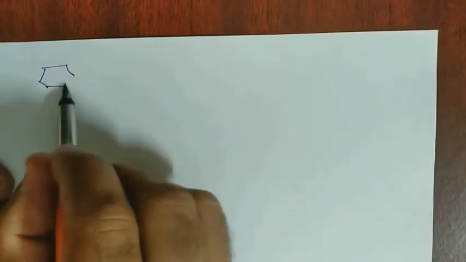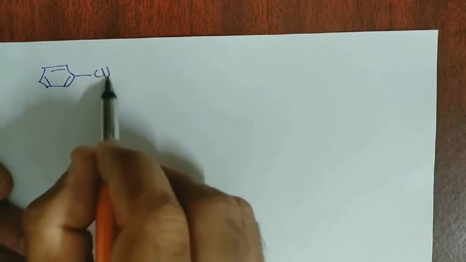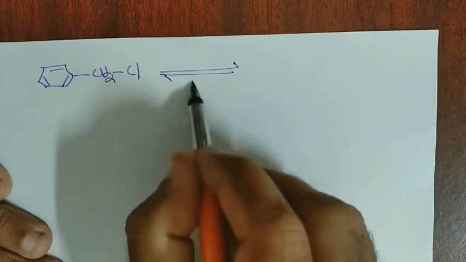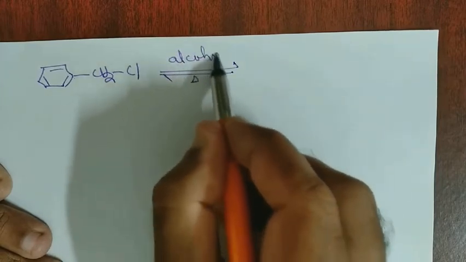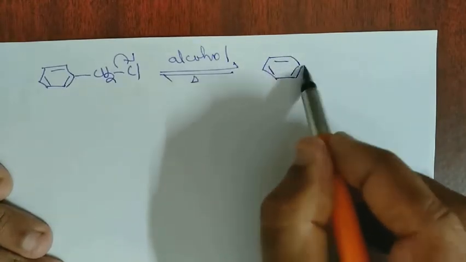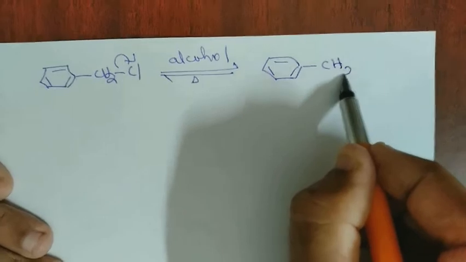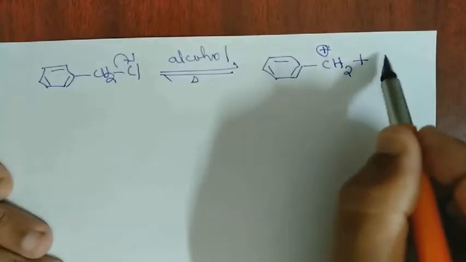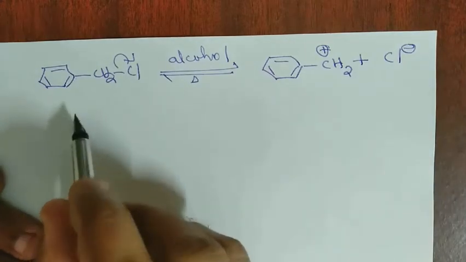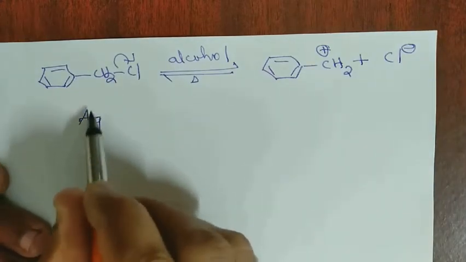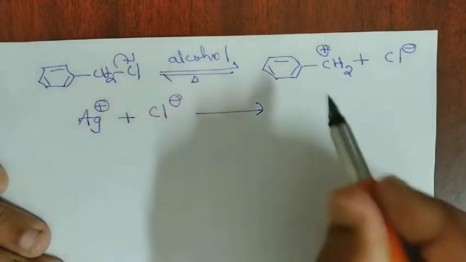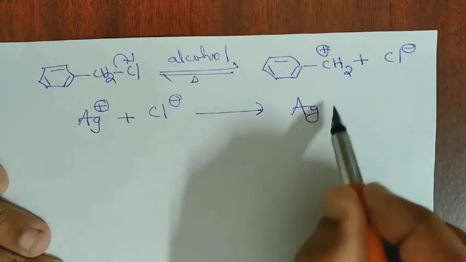Side chain halogen compounds like benzyl chloride dissociate in alcohol medium, forming halide ions. This halide ion reacts with Ag+ ions present in silver nitrate to form silver halide.